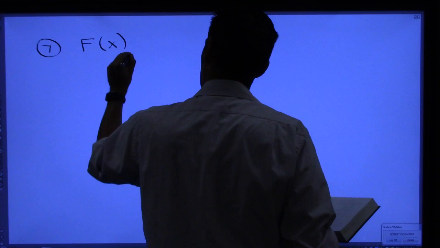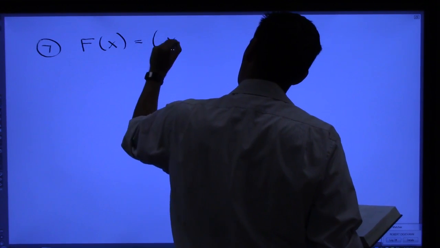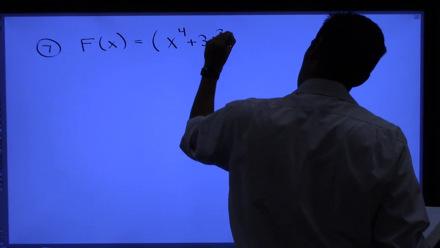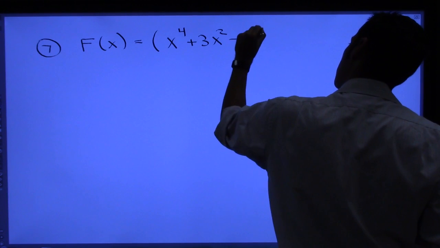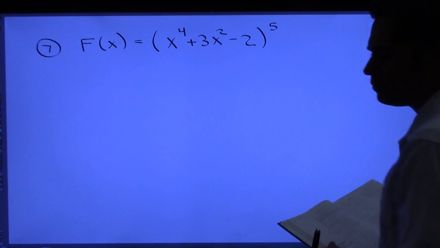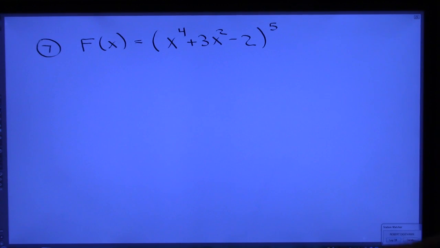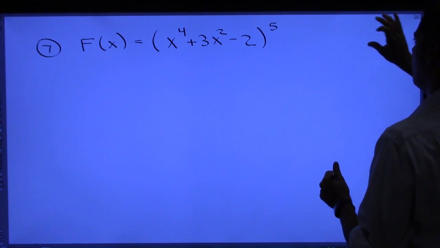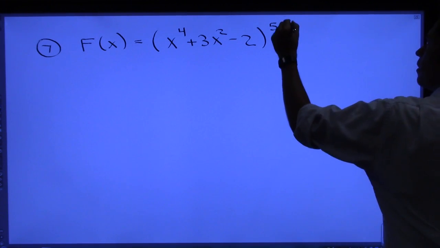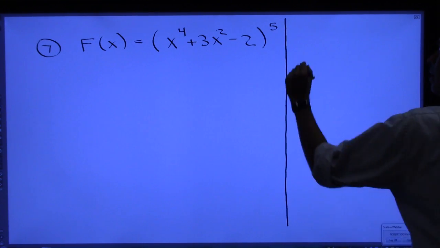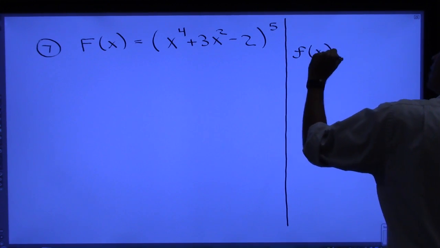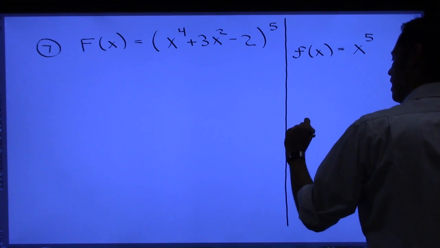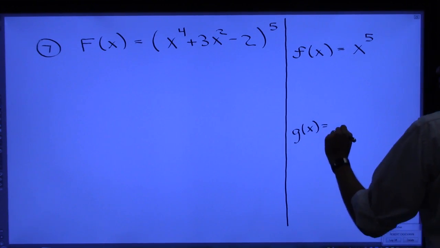F of x, capital F of x equals the quantity x to the 4th plus 3x squared minus 2, raised to the 5th power. So the inner function that we have here is this polynomial, and then the outer function is this power function. I'm going to write down what f and g are over here. F is the outer function. It's x to the 5th. And then g is the inside function, which is the polynomial, x to the 4th.